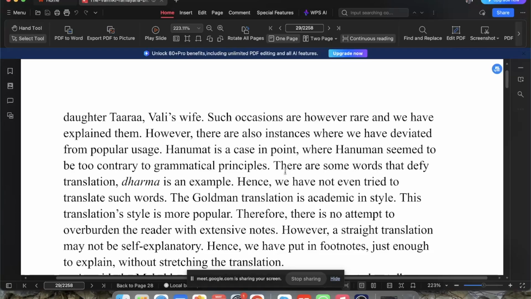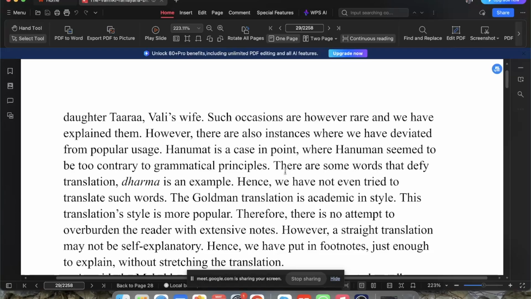However, there are also instances where we have deviated from popular usage. Hanumat is a case in point, where Hanuman seemed to be too contrary to grammatical principles. There are some words that defy translation. Dharma is an example. Hence, we have not even tried to translate such words. So technically speaking, there is no translated word for dharma in English. Righteousness they say, but that's not the most equivalent word, right? So hence we have not even tried to translate such words.